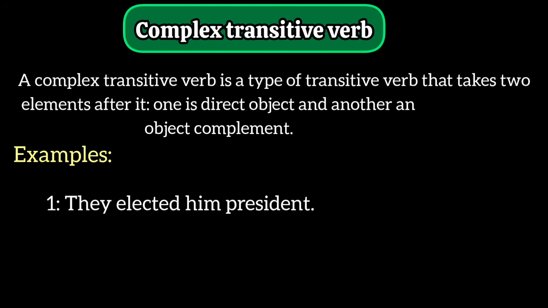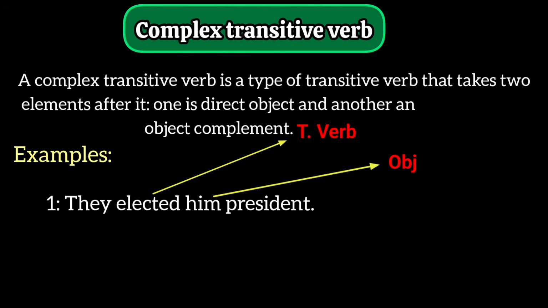They elected him president. In this sentence, the verb elected functions as a complex transitive verb because it is followed by two elements. One is a direct object, the pronoun him, and an object complement, which is president. The direct object him receives the action of the verb. He is the person who was elected.